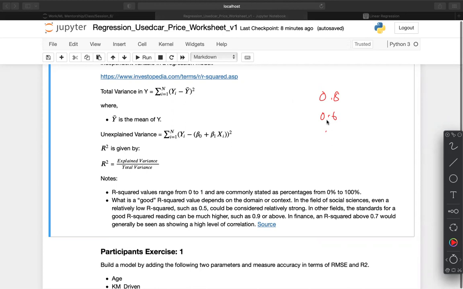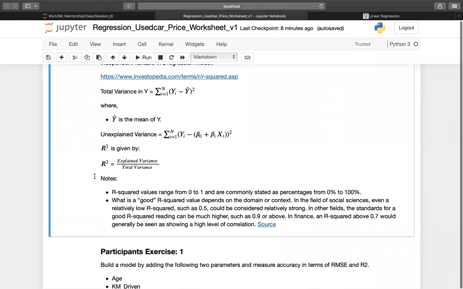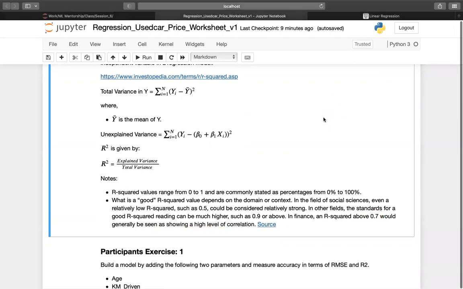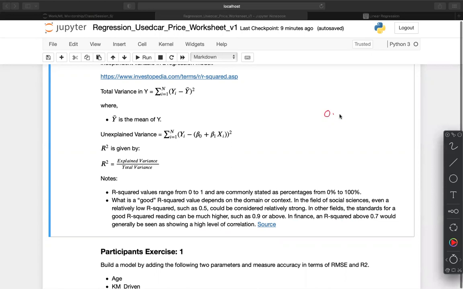You have to understand this from the specific context. In other fields, the standard R square is high. For example, in finance, an R square value above 0.7 is considered a very good correlation. But in healthcare, I think you have to have a very strong correlation. So you have to understand the context of the domain.